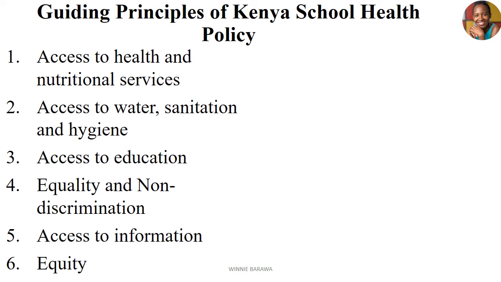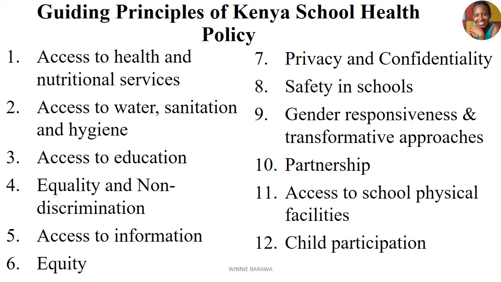This policy also was guided by the principles on access to water, sanitation, and hygiene. We also have the other areas on access to education, that is a right to every child, equity, equality, and non-discrimination of the children against illnesses, against gender, sex, age, and so on. There's also ensuring access to information. Every child has access to information, fully furnished libraries, good learning environment, good teachers, because these are ways of accessing information. Ensuring that there is equity.